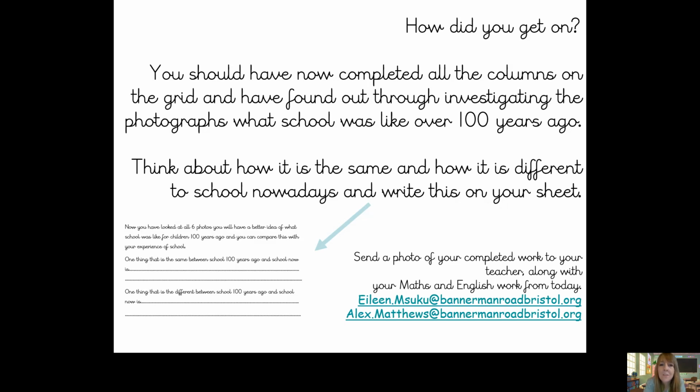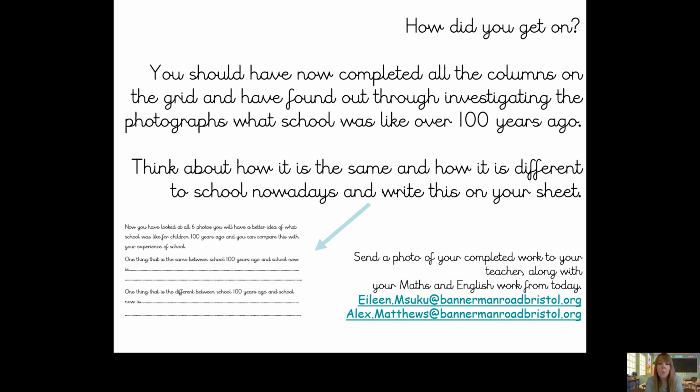Okay, so you now should have completed all the columns on the grid and found out through investigating the photos what school was like over 100 years ago. So now you're going to be historians. You've asked the questions and now you're going to think about what you know from exploring those photos. What have you found out? And I want you to think about how school is the same and how it is different to school nowadays, and write this on your sheet.